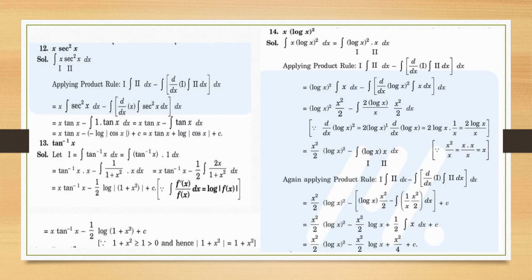x secant square x, so x is your first function, secant square is second, so it is x tan x, minus the integral of d/dx of x, which is 1, times the integral of secant square, which is tan, whose integral is minus log mod cos x. So this is the required answer.